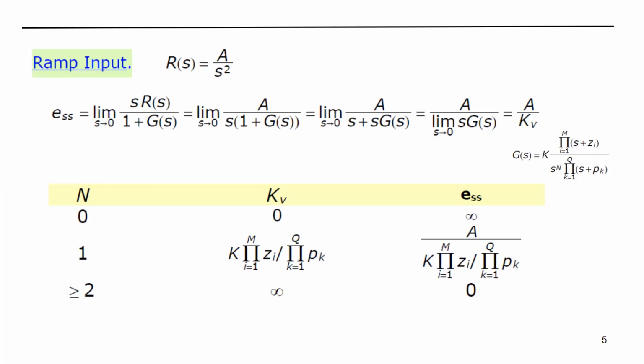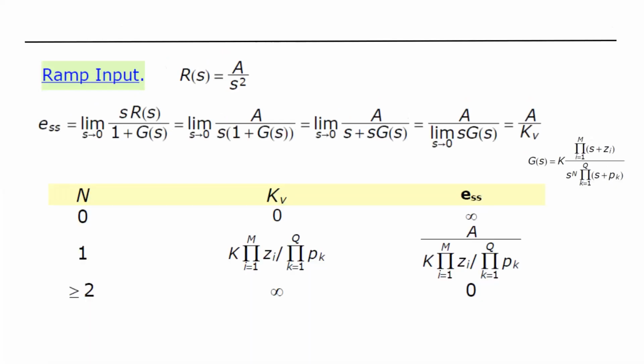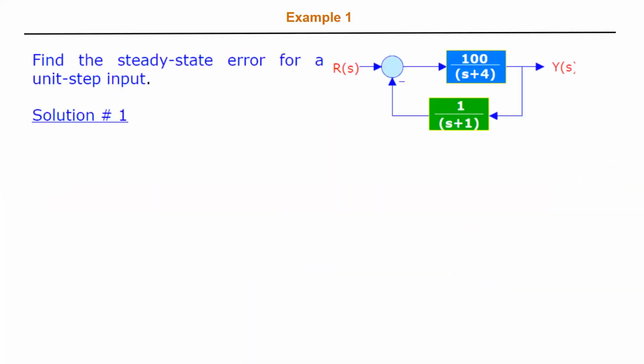If you have the parabolic input, it's going to be the same story. This is just repeated. Suppose I have this system. Find the steady state error for a unit step. This is not a unit feedback. This is general. The question is, what will be the steady state error in this case?